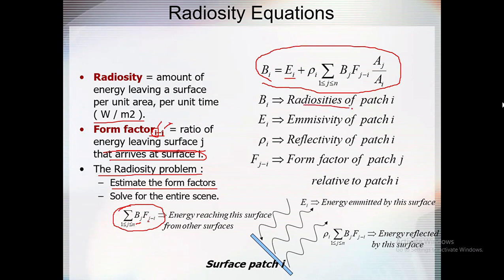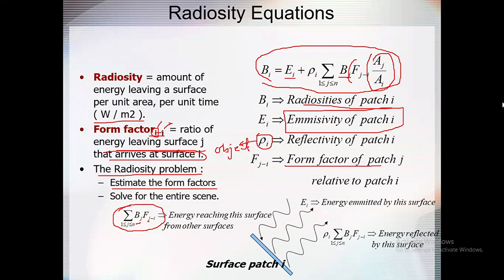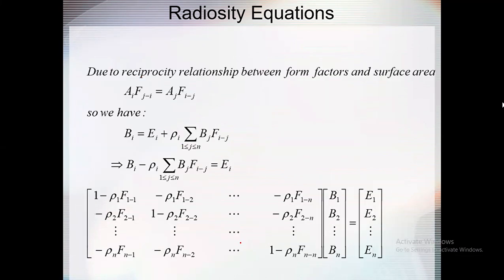E_i is the emissivity of the patch, and B_j is the radiosity of that patch. F is the form factor, and A_i and A_j are the surface areas. And rho depends on the object, different objects. So we have the patch, we have E_i and we have this reflected part. With these equations, we will compute everything.